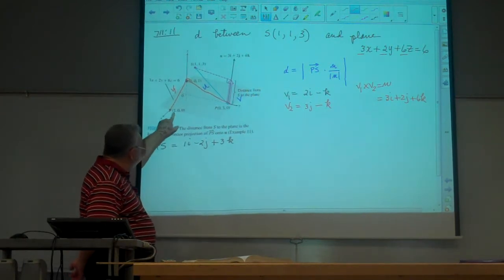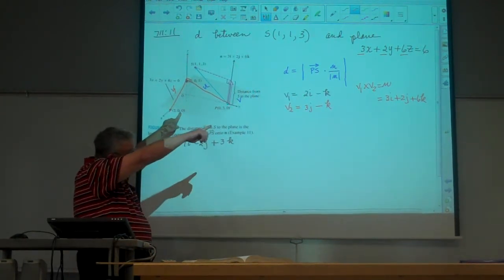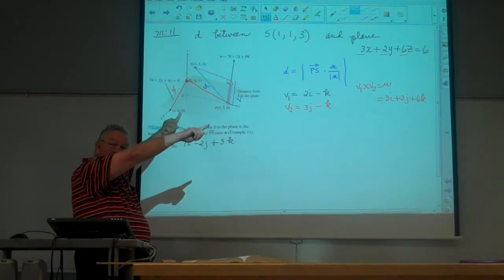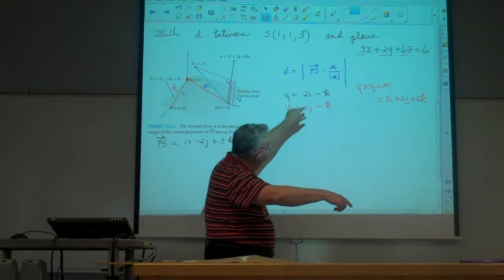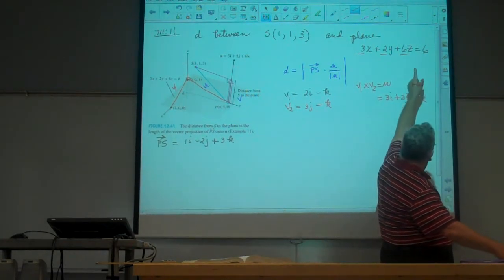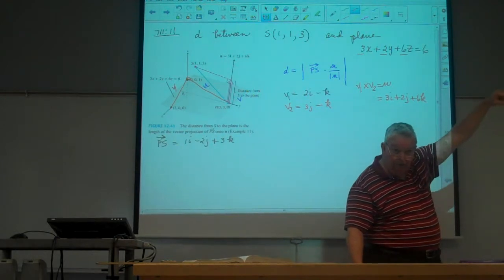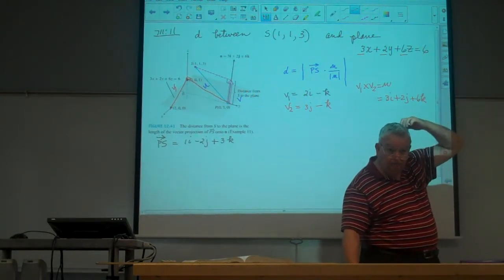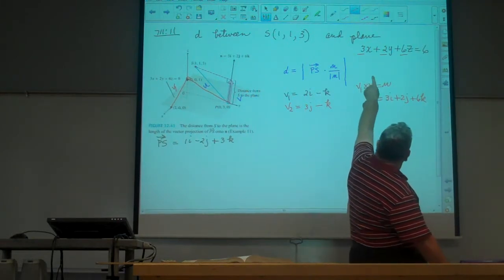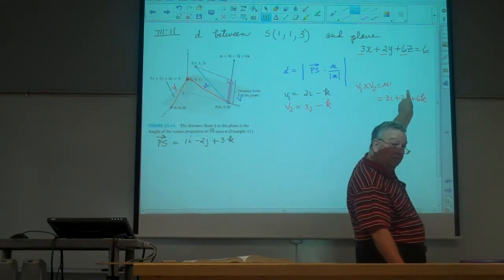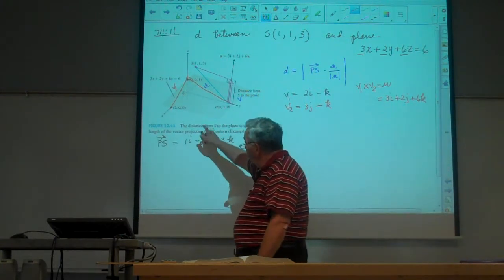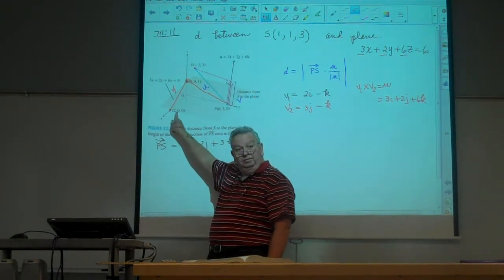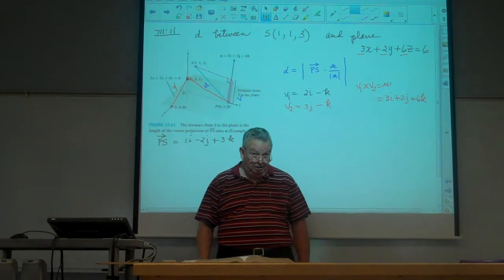Let's try 2, 0, 0. Will that yield 6 on the right side? Yes or no? X equals 2, Y equals 0, Z equals 0. When you substitute that in, do you get 6 on the right side? 3 times 2 is 6, plus 0 and 0. I just picked this point, William. This point's on the plane, and I just picked that and substituted it in.